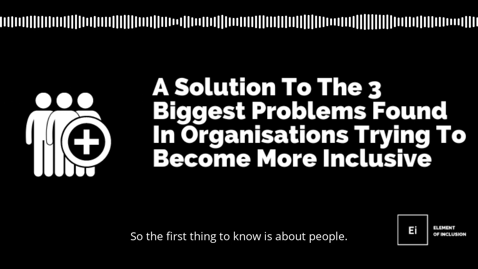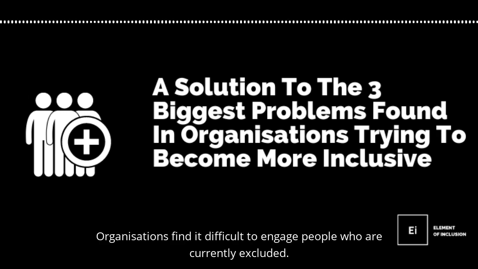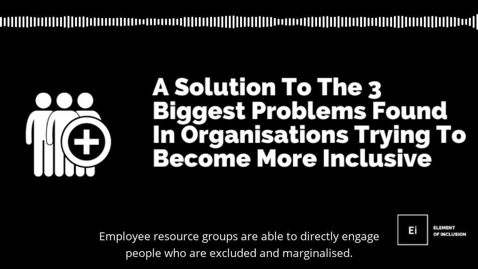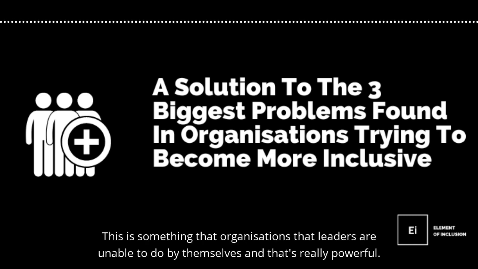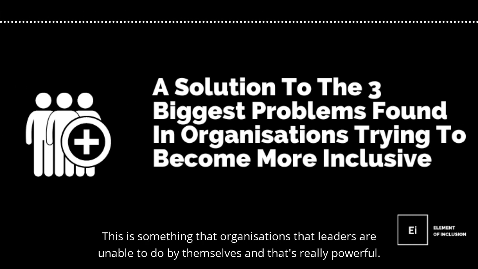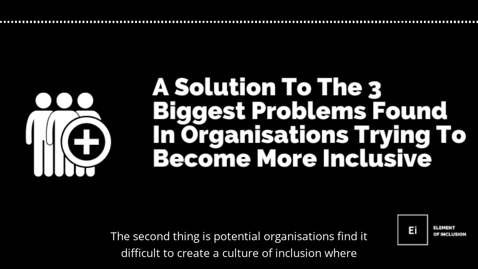So the first thing to know is about people. Organizations find it difficult to engage people who are currently excluded. Employee resource groups are able to directly engage people who are excluded and marginalized. This is something that organizations, that leaders are unable to do by themselves. And that's really powerful.